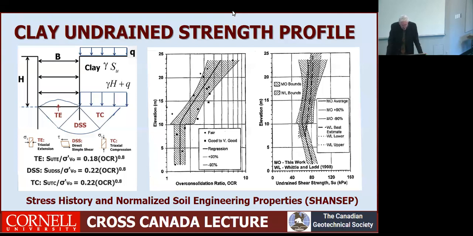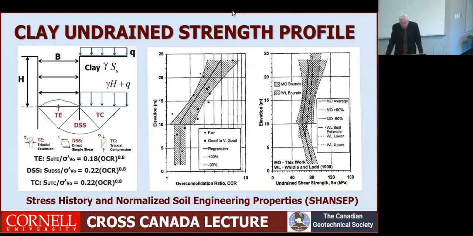So what they did is they sampled the clay and then X-ray radiographed the samples to pick the least disturbed specimens, ran very careful one-dimensional consolidation tests in a variety of different ways on the clay, came up with overconsolidation ratios that you see there, and then converted that with the SHANSEP method into a zone of undrained shear strength.